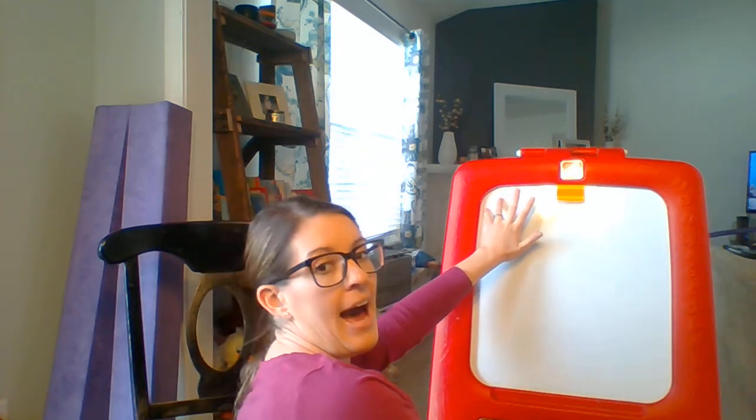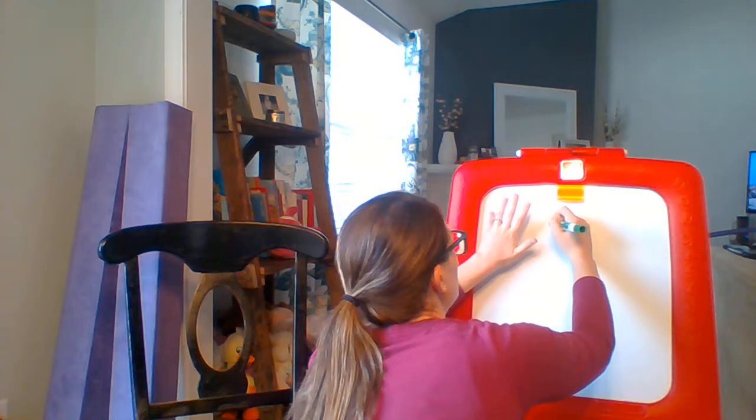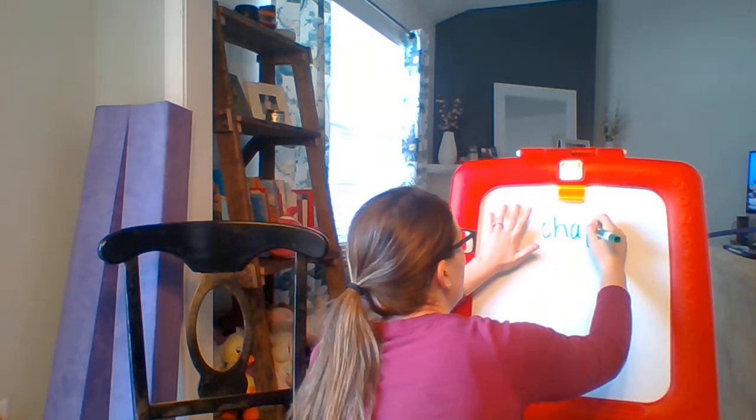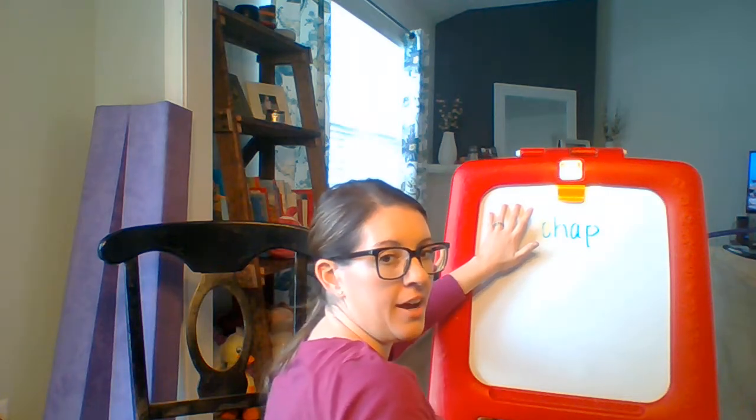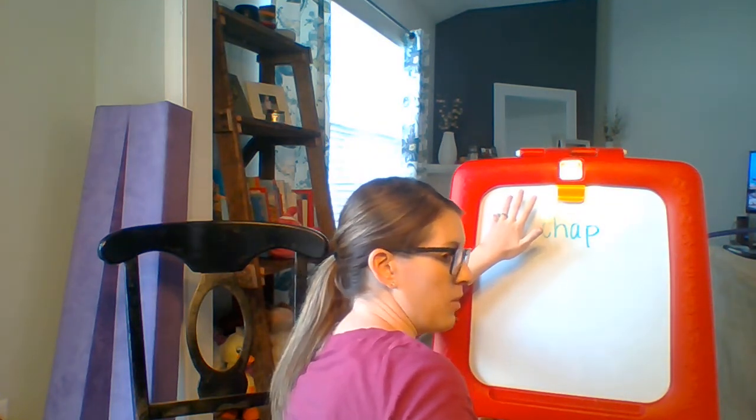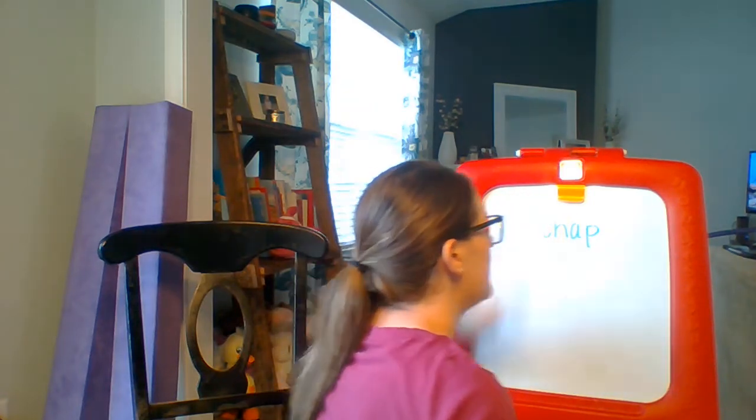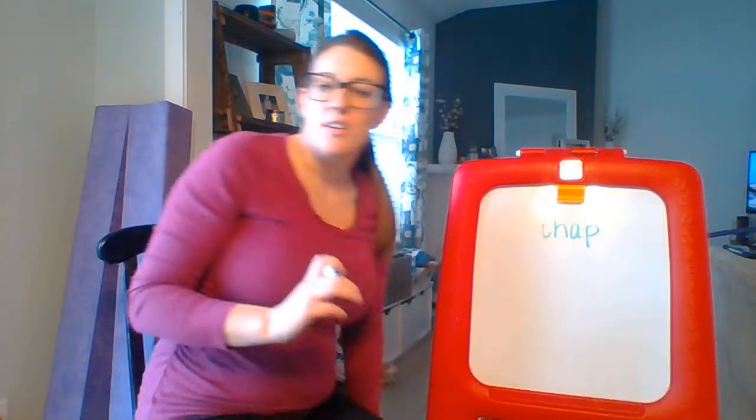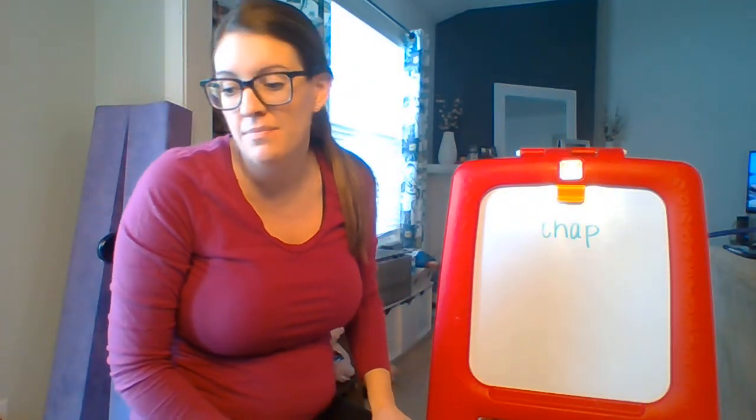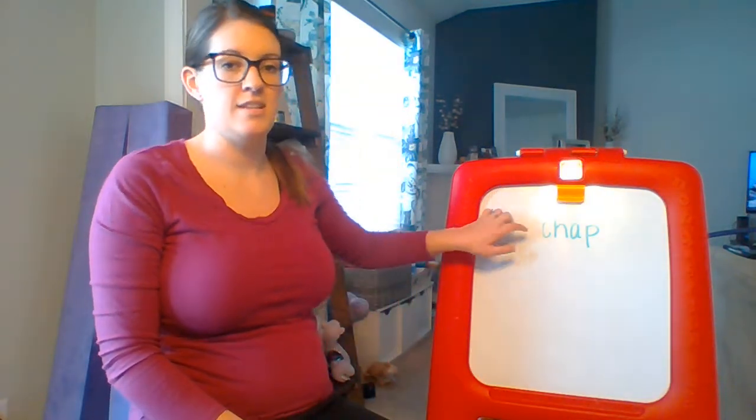Ch, a, p, chap. Ch, a, p, chap. So even though for ch, I only finger tapped once, I know that there's 2 letters that make that one sound. Ch, a. That's your first example. Your next one is going to be a 2-syllable word. Most of the ones that I'm going to give you are 2 syllables. That was just kind of an easy example.